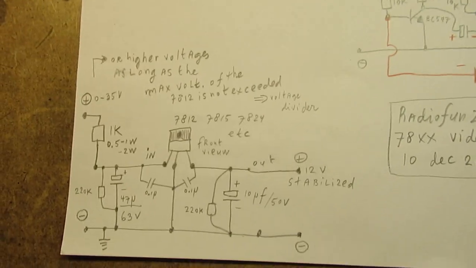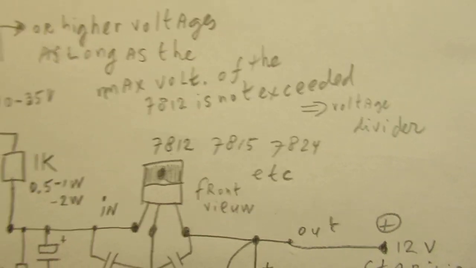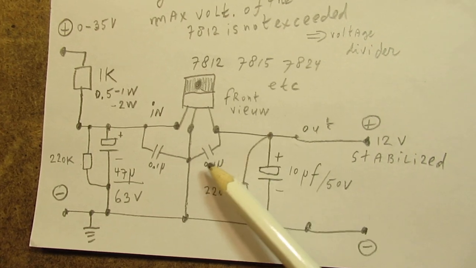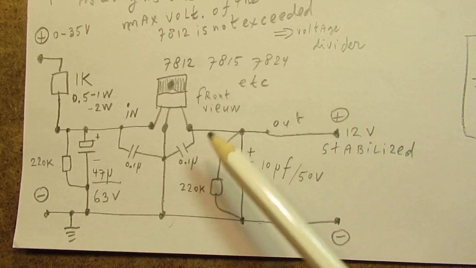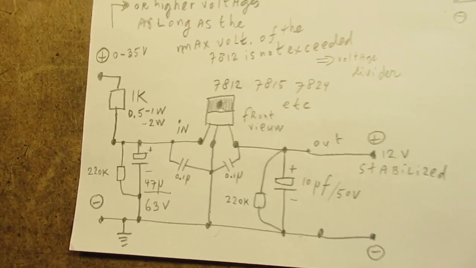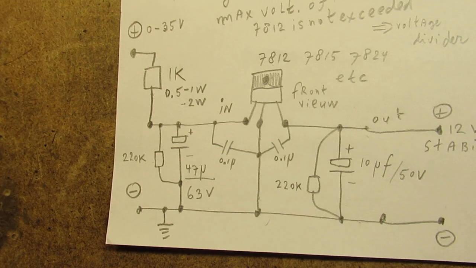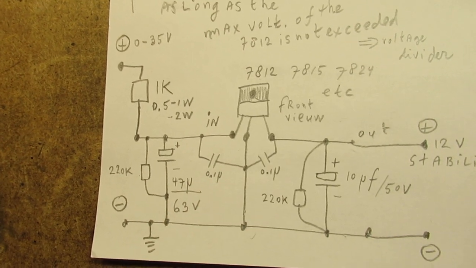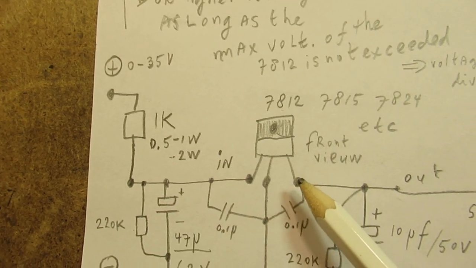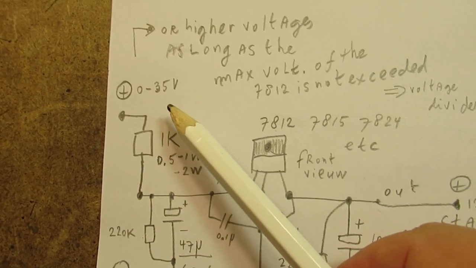Anyway, what's important to tell about that regulator 7812 or whatever other regulator in this family, 7824, etc., always use here a capacitor of 100 nanofarad to ground to prevent oscillations. Always use an input capacitor and an output capacitor, and I've used here a 47 microfarad input capacitor. Of course the voltage that capacitor can withstand must be in relation to the voltage supply that this regulator can handle. And as far as I know, for a 7812, that is approximately maximum 35 volts.